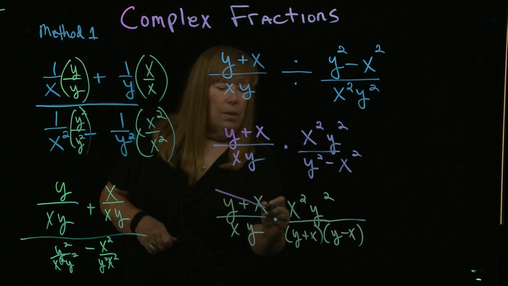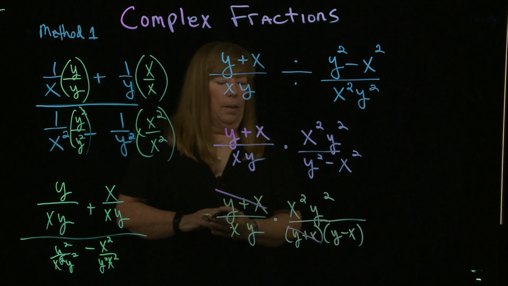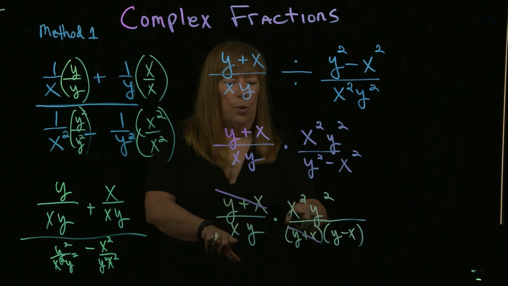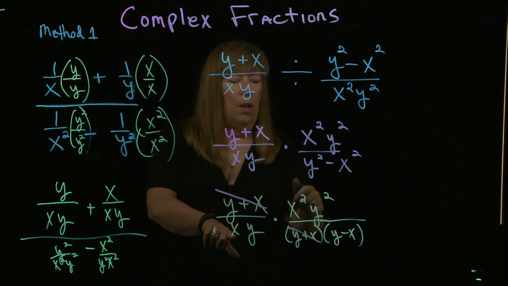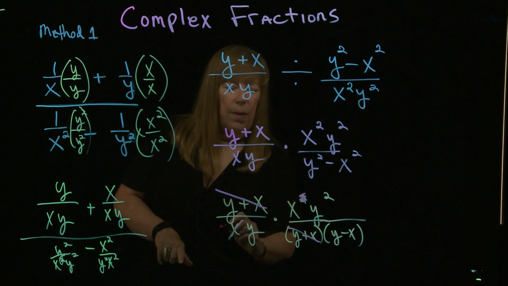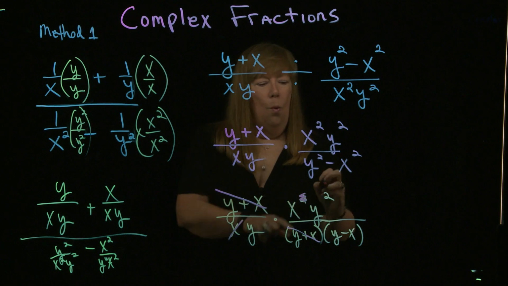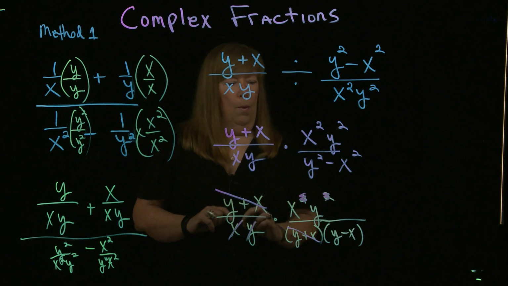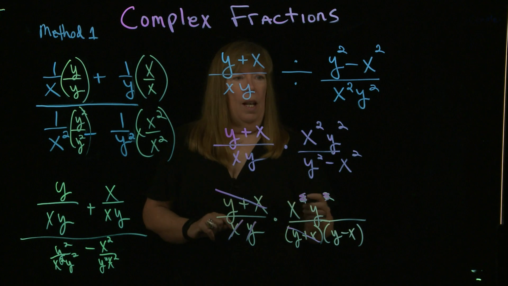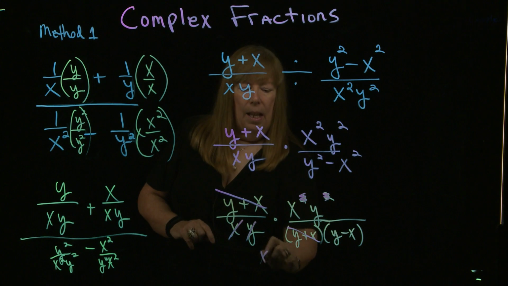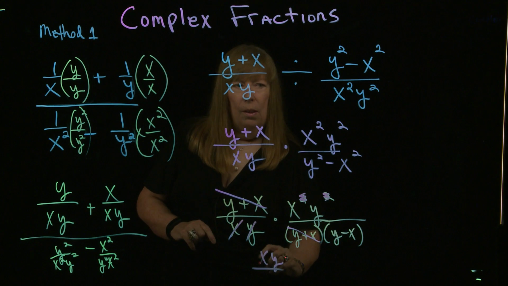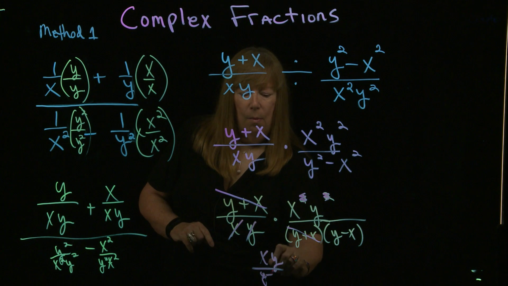Y plus x, y plus x. How about this? There's 2 x's here and there's 1 there. So I can cancel one of these with that one, and I can cancel one of these with that one. And what do we have left? We have xy over y minus x.